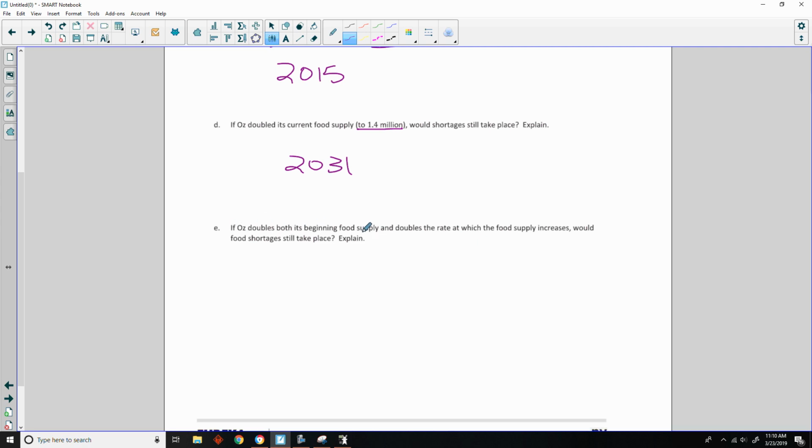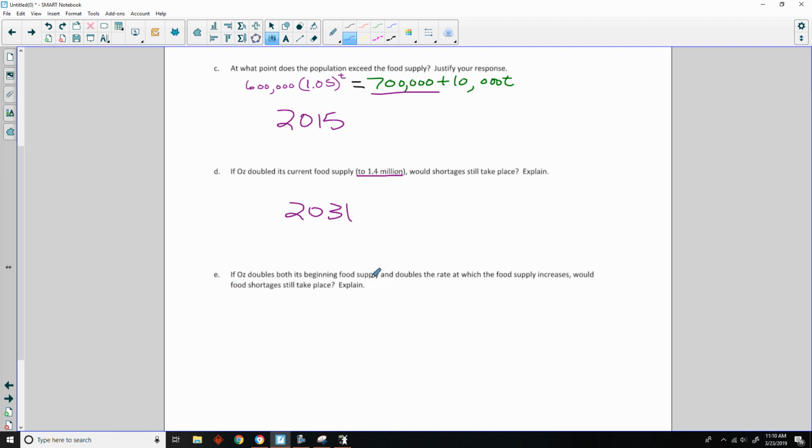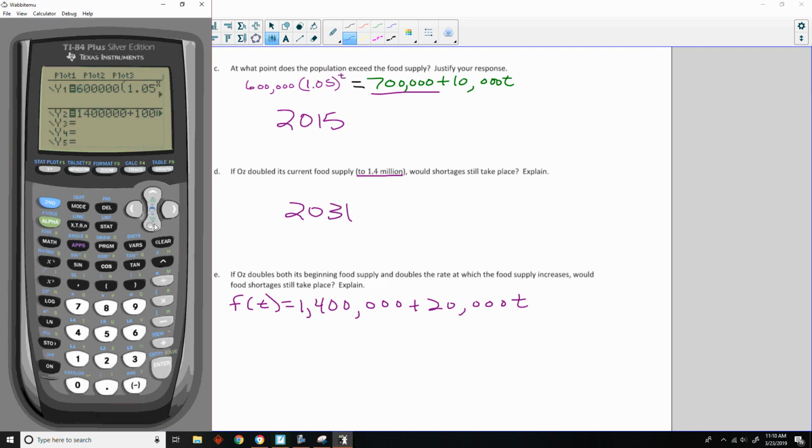So part E says, if Oz doubles both its beginning food supply and doubles the rate at which food supply increases, would the food shortages still take place? Explain. So that means we're going to double our beginning food supply, which we've already done, 700,000 to 1.4 million, but now we're going to increase this 10,000. So our new formula is going to be food supply is f of t equals 1.4 million, or 1,400,000 plus 20,000 t. That's our new formula. So I go to my calculator, I go to y equals, I come down to that formula, and I'm going to change that 10 to a 20.